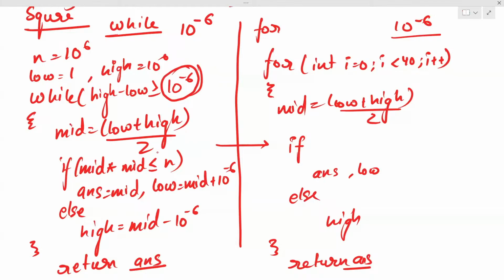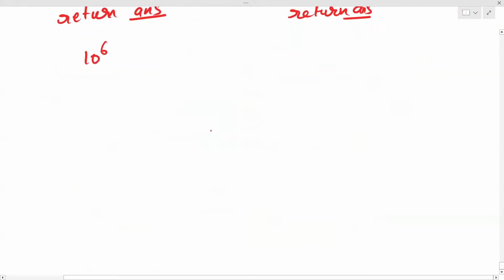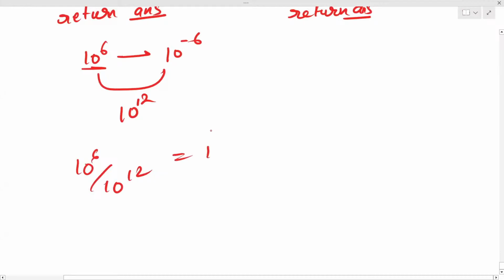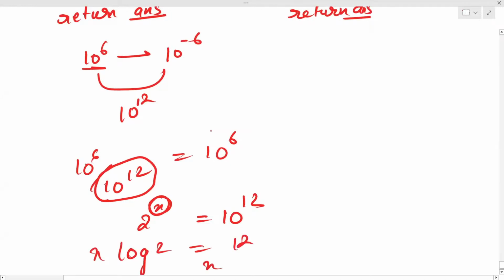How are you calculating this number 40? How are you coming to the conclusion that iterations will be 40? See, from 10 to the power 6, I had to go to 10 to the power minus 6. So what is the range that I have initially? The factor that I have to decrease this by is 10 to the power 12. 10 to the power 6 divided by 10 to the power 12 is 10 to the power minus 6, right? So this is the factor that I have to decrease my range by. What is the number of iterations that I need? Because each time my range will get decreased by half. So what is this x for me to get 10 to the power 12? If you take log, x log 2 is 12. So x is nothing but log base 2 of 10 to the power 12.